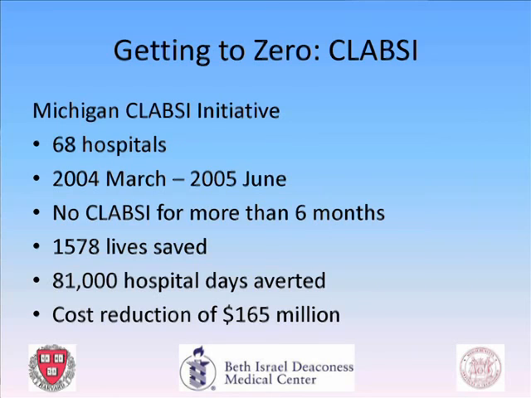So their next step was, can we do this at scale? Can we do this in a whole state? So they tried to introduce this to the whole state of Michigan in 2004 and recruited 68 hospitals to participate in this very simple quality improvement project. And what they found is that during the last 6 months of the study, there was not a single central line infection in the 68 hospitals who participated in the project. They had more than 1,500 patient deaths that were prevented. They averted more than 81,000 hospital stays with a cost reduction of $165 million.